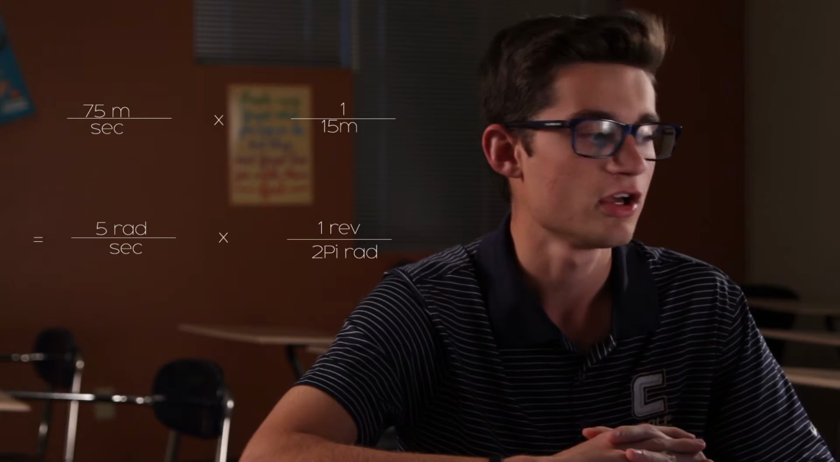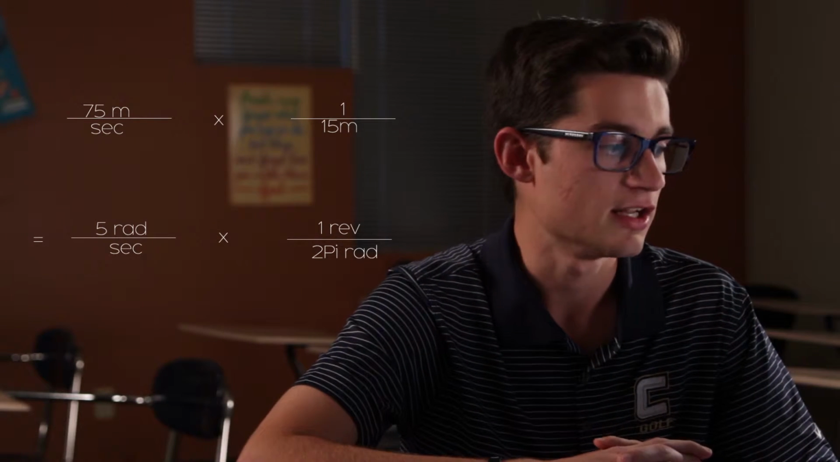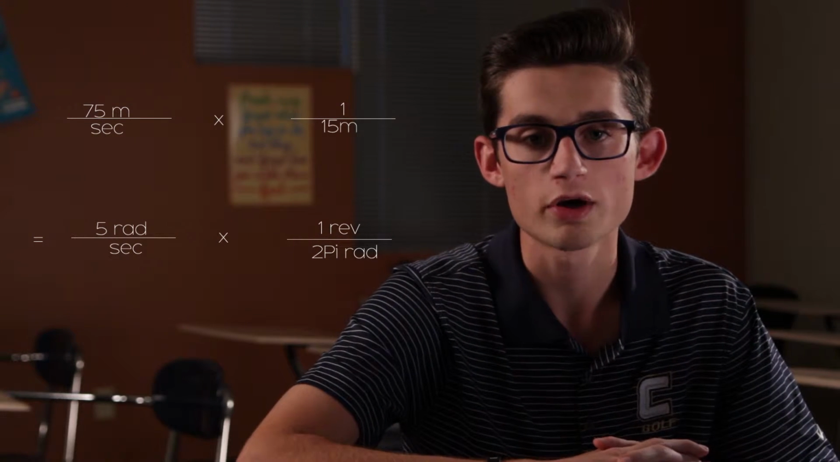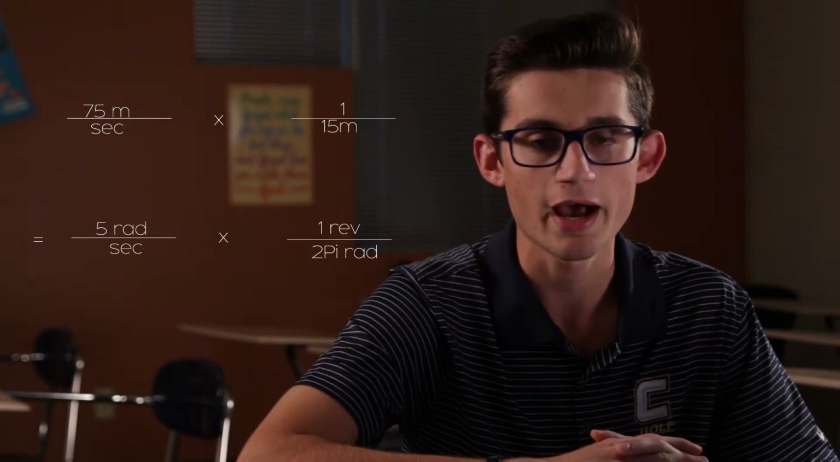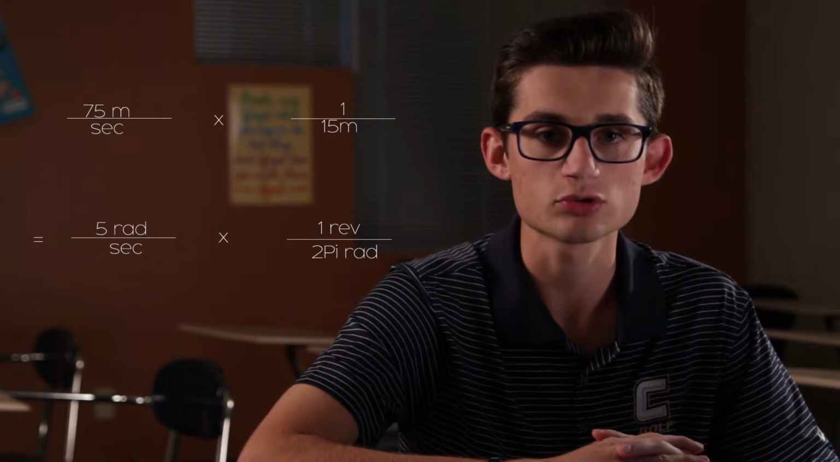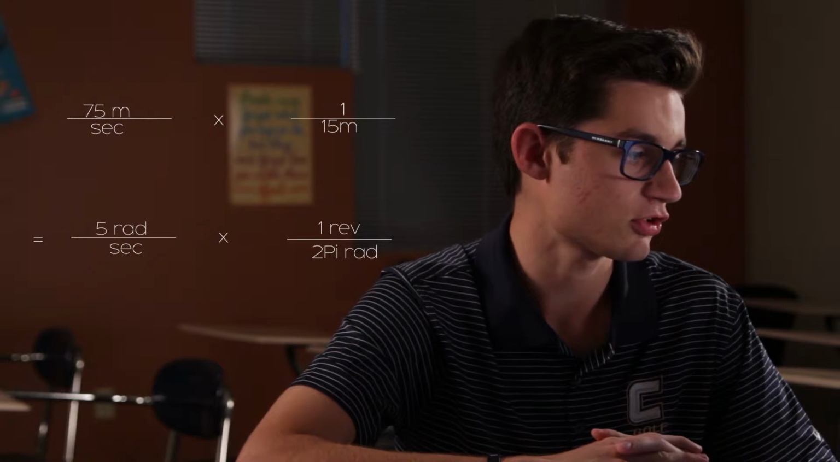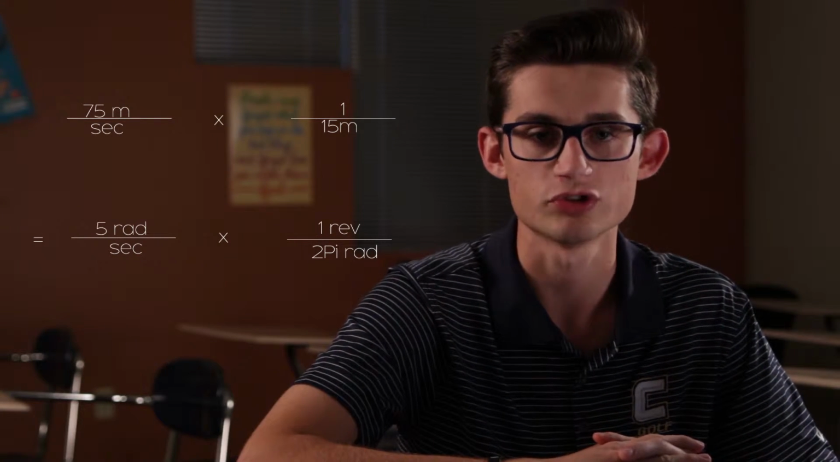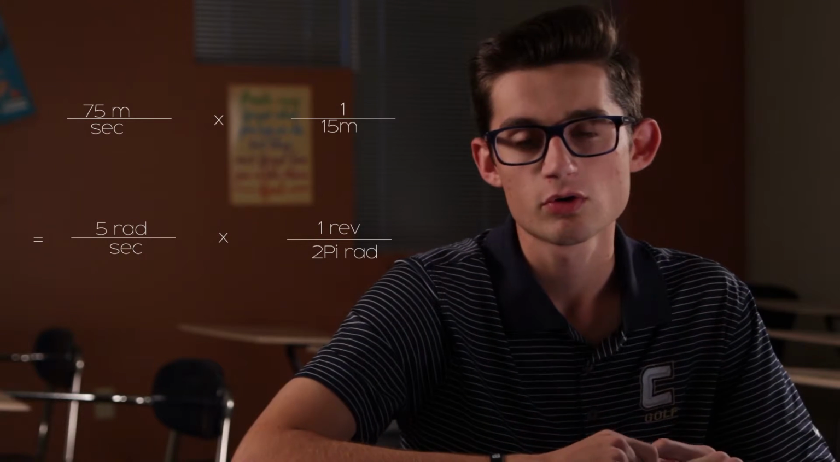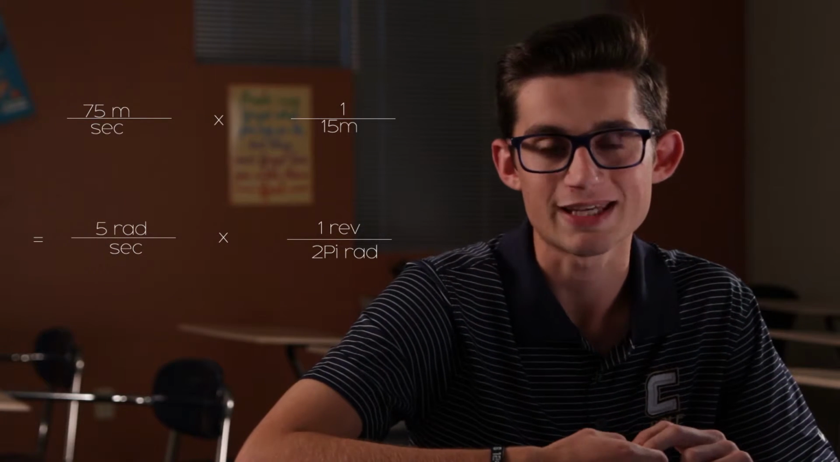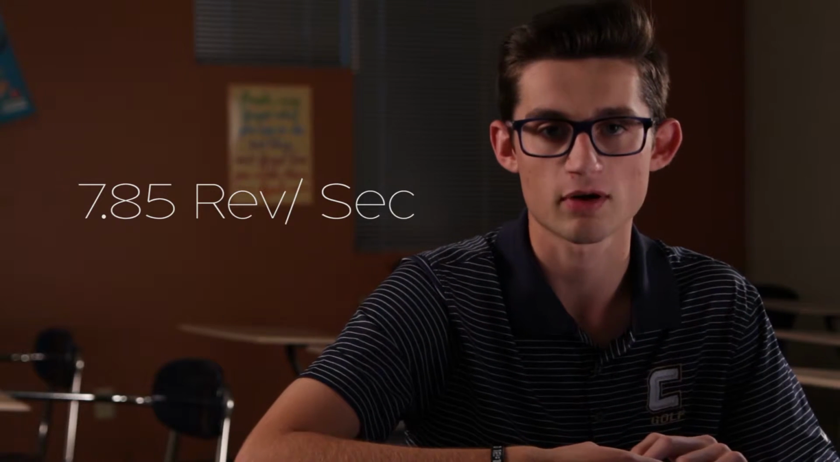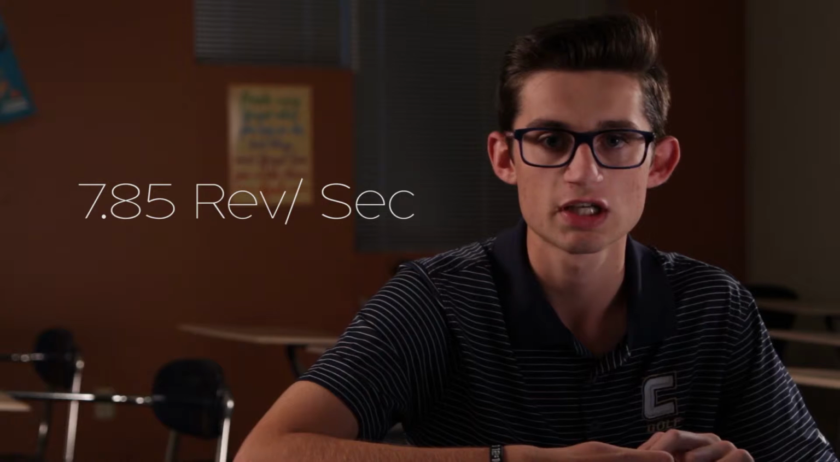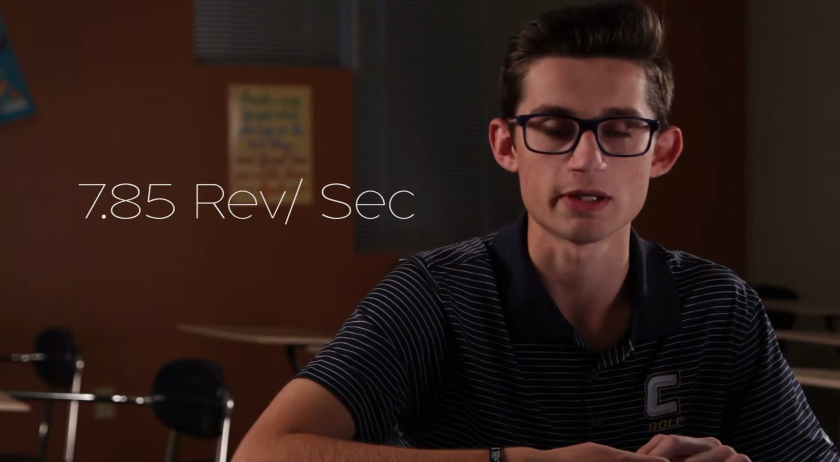So to do this, we have 75 meters a second times 1 over 15 meters. Now, we convert those to revolutions a second, which would bring us to 5 radians a second times 1 revolution over 2 pi radians. So, we'll do a decimal approximation here because we can. If you multiply those together, that brings us to 7.85 revolutions a second, which is our angular speed. And now, a burnout.